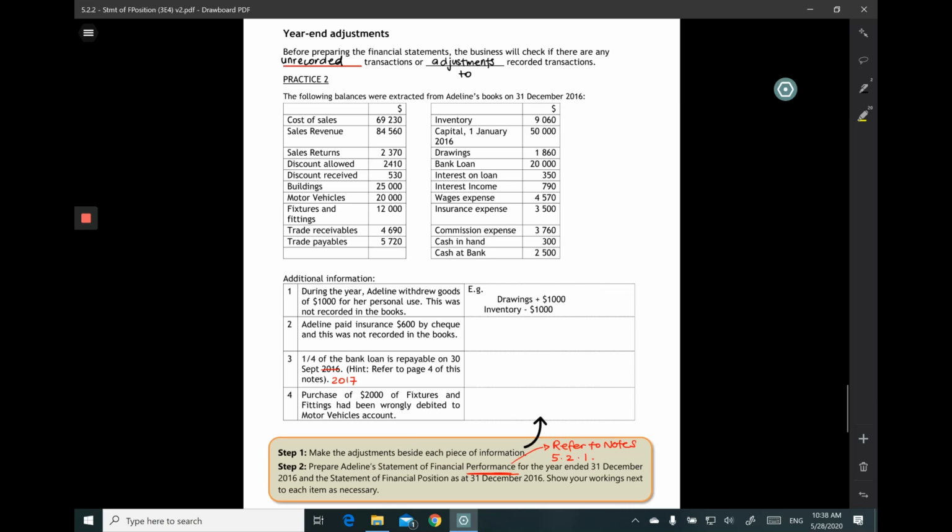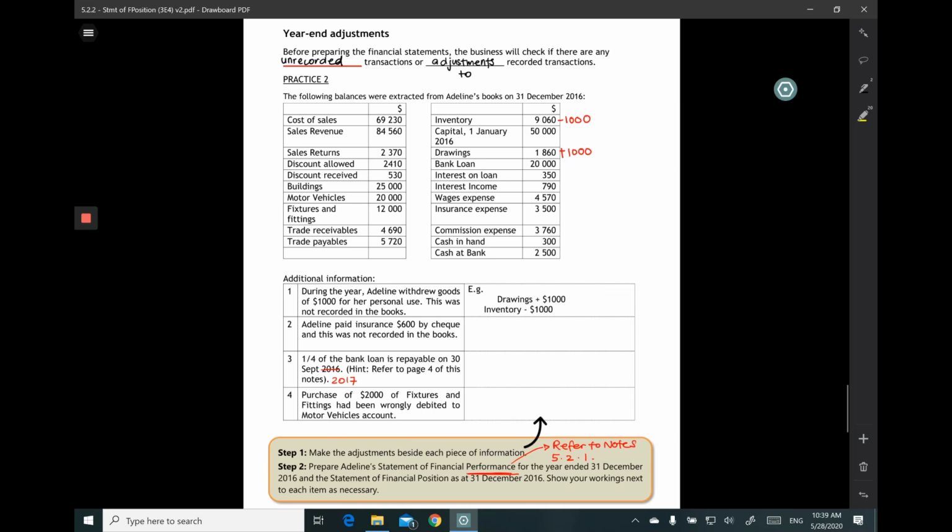Okay, let's start with adjustment number 1. Actually, the answer is already given to you. Adeline withdrew goods for personal use. This was not recorded yet. So in this case, you need to go and record it. To record it, you first need to increase your drawings by 1,000 and reduce your inventory by 1,000. So I'm going to go ahead and update the balance so that you'll be reminded to update the balance later. So your drawings has gone up, whereas your inventory has gone down by $1,000. Okay, so that's for additional information 1.